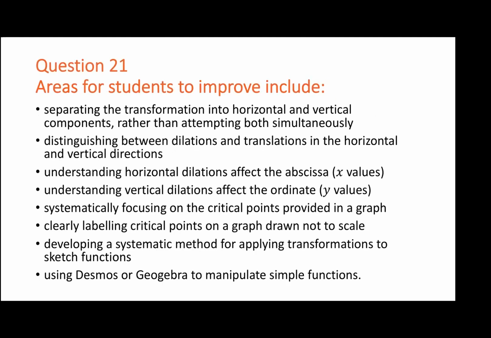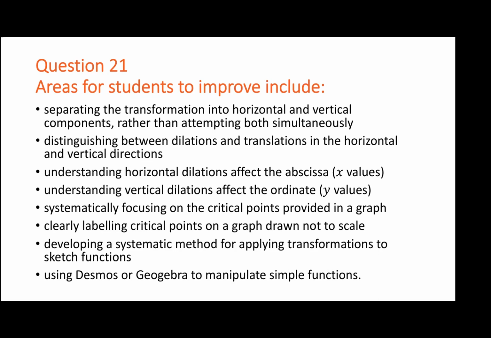Question 21, the areas for students to improve include separating the transformation into horizontal and vertical components rather than attempting both simultaneously. They need to distinguish between a dilation and a translation in the horizontal and vertical directions. They would need to understand horizontal dilations affect the abscissa, which is the x values only, and the vertical dilations affect the ordinate, which are the y values only.